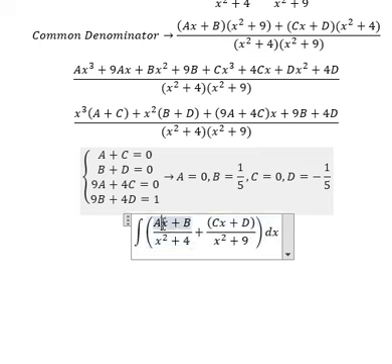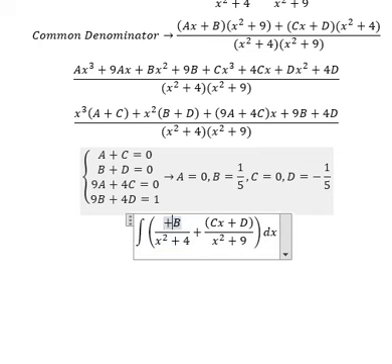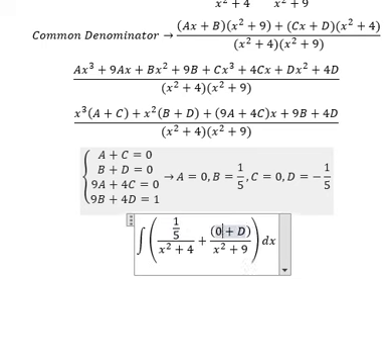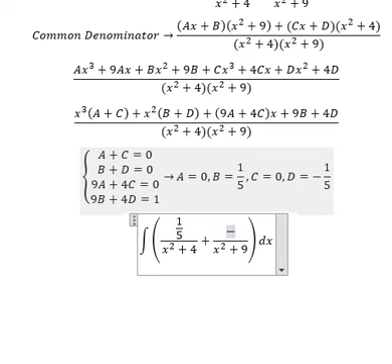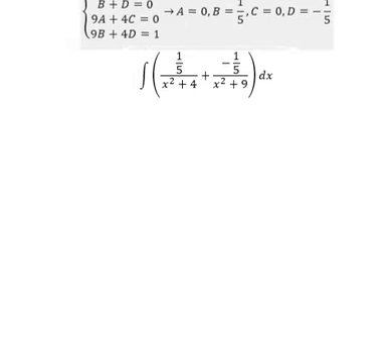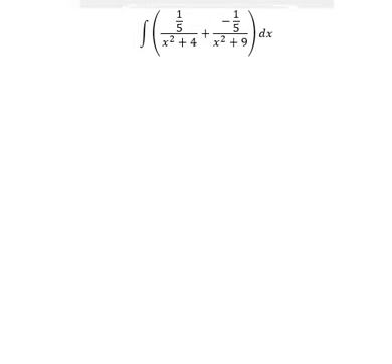So A equals 0. We can solve this: B is 1 over 5, C is 0, and D is negative 1 over 5. And now we have the formula in here.